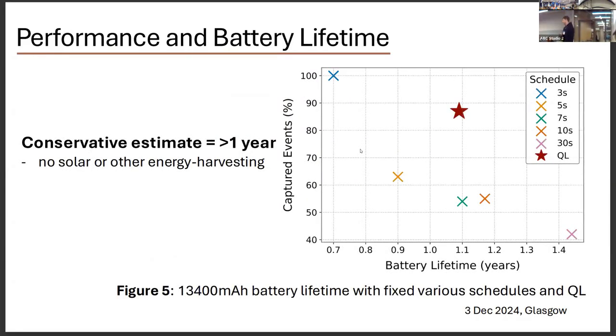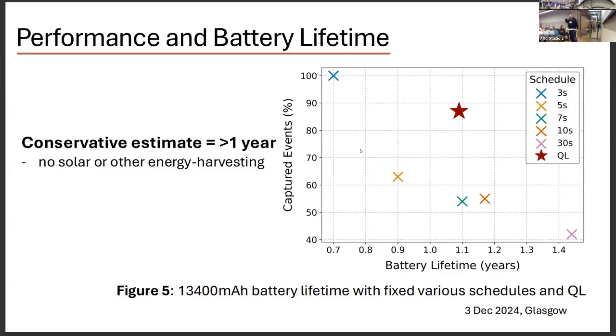And here's the results. Now, obviously, these are really preliminary results, but the headline is that we can possibly get a battery lifetime of over a year using a 13,400 milliamp hour battery without any kind of recharging going on. And like I say, this is a conservative estimate as we don't use solar or other energy harvesting methods. I'll quickly run over this graph here.